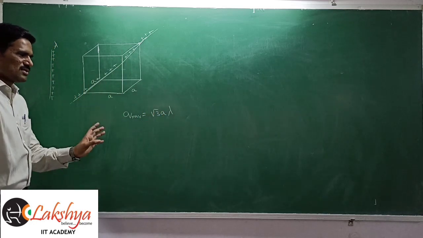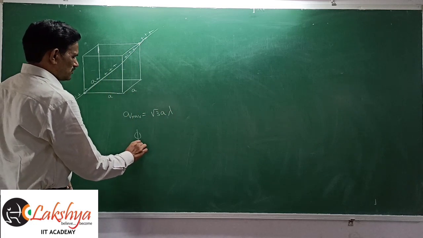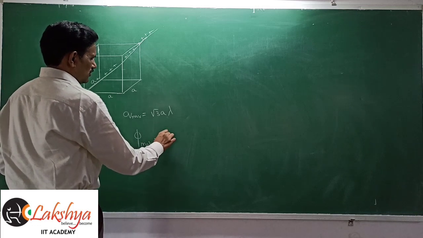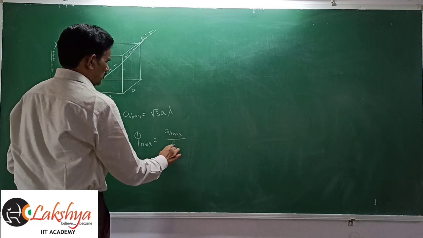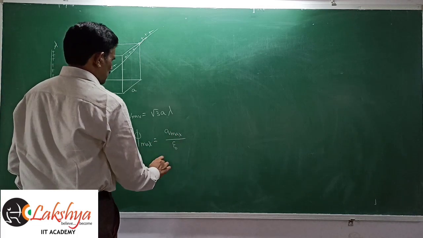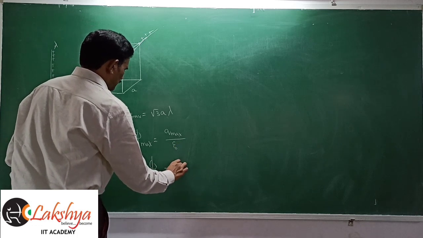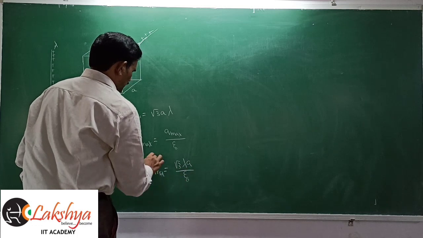And so the maximum flux passing through the cube will be equal to Q maximum by epsilon naught, which is nothing but phi max is equal to root 3 lambda a by epsilon naught. So this will be the maximum flux here.